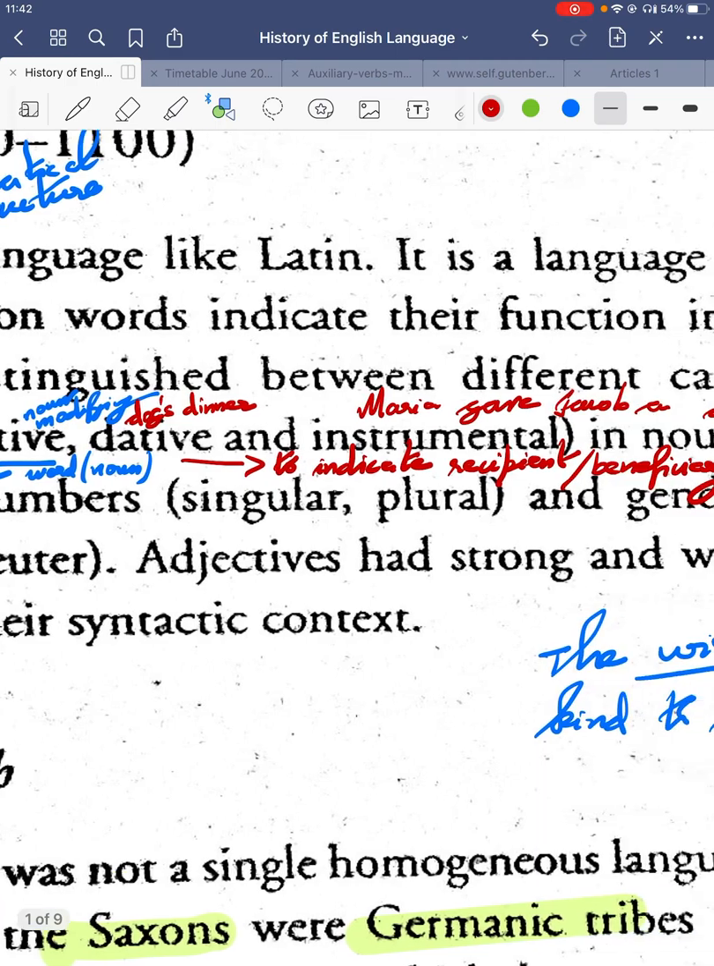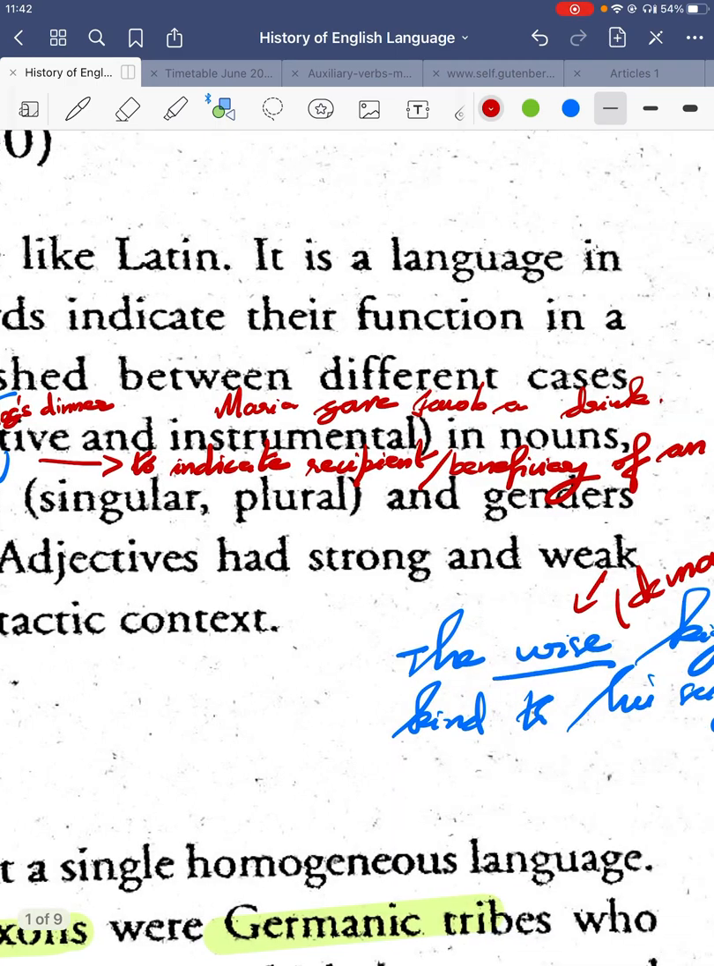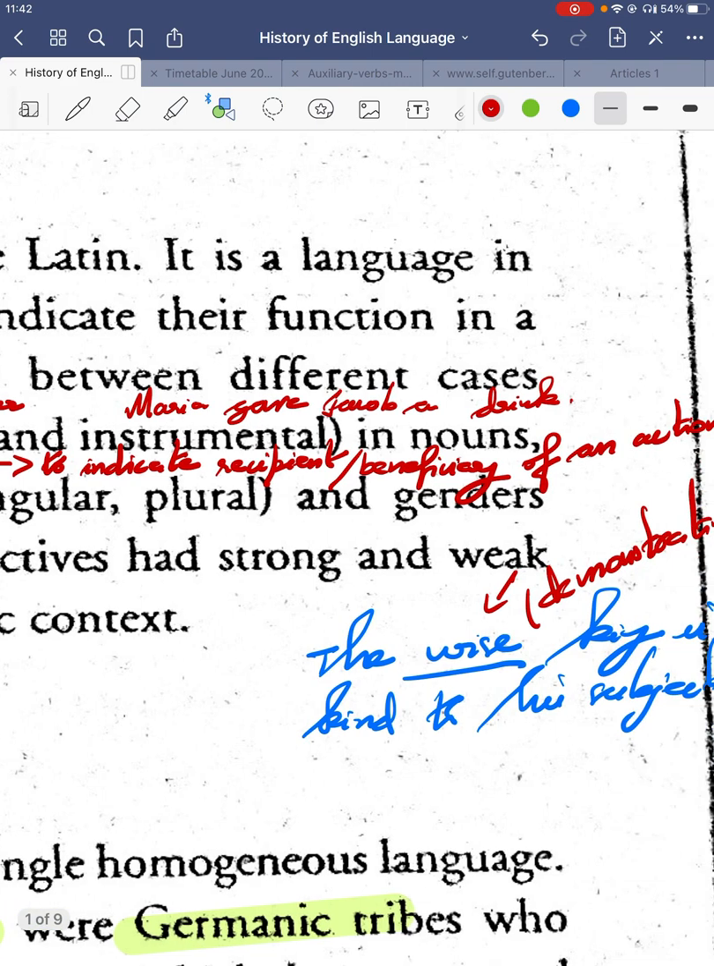And now the dative and instrumental cases, as mentioned. Maria gave Jacob a drink, to indicate the recipient, the beneficiary of an act.